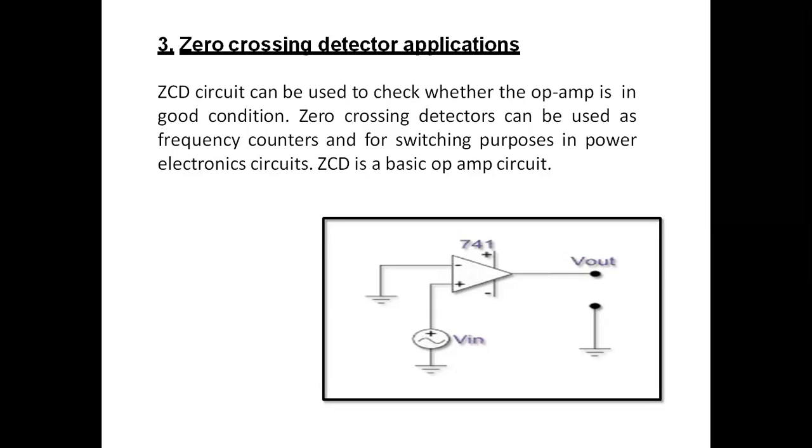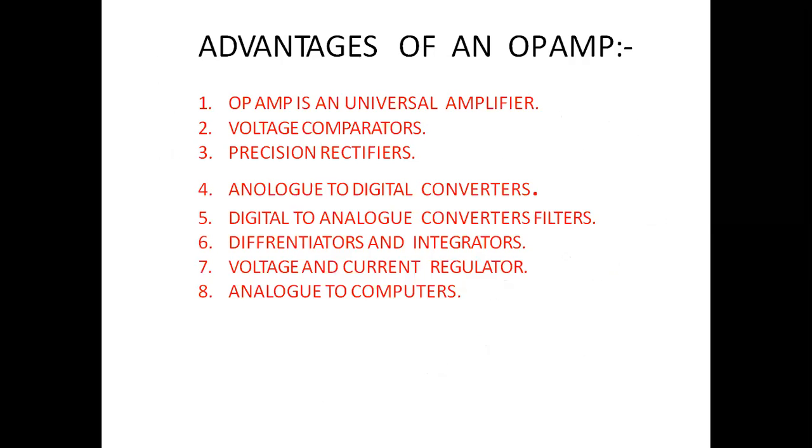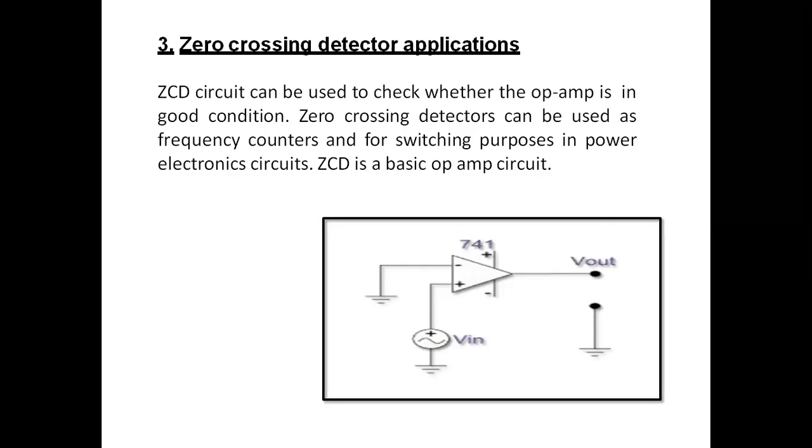Also, we can use it for switching purposes in the power electronic circuit, because the ZCD is also a basic amplifier circuit, and the circuit diagram for the zero crossing detector will look like this. Here we are using the IC741. Here we are giving the supply to the positive terminal, and the negative terminal is directly grounded.